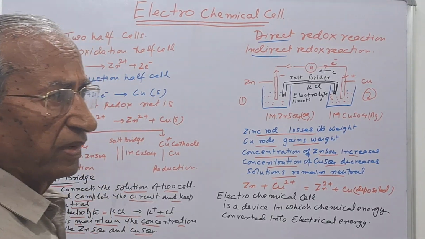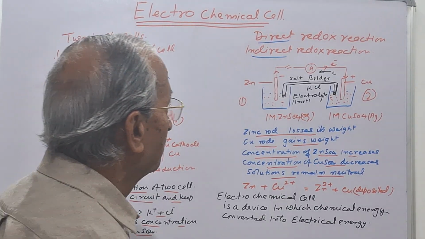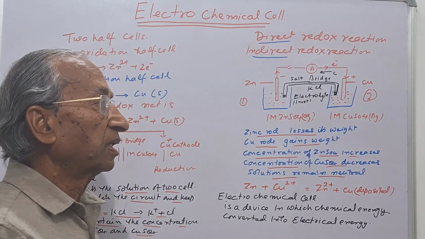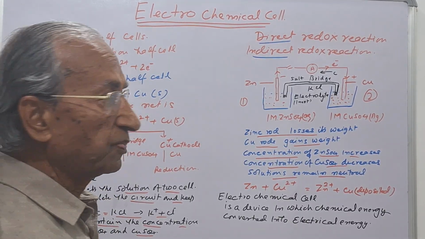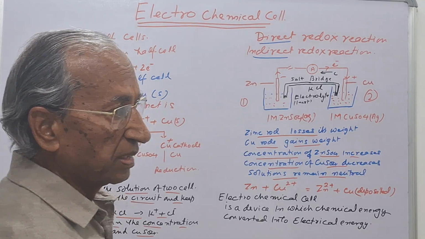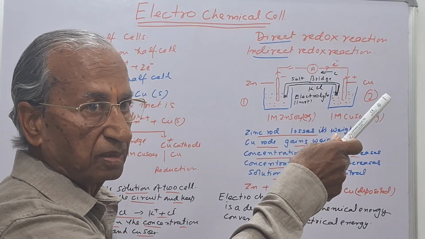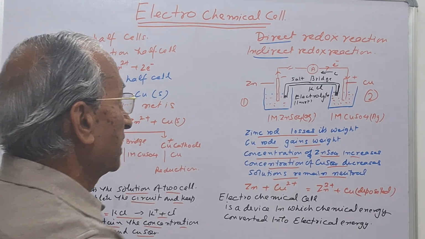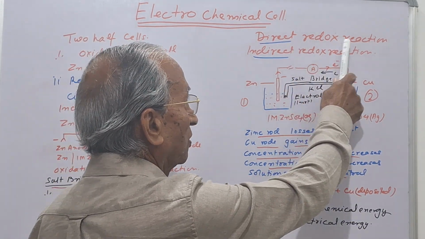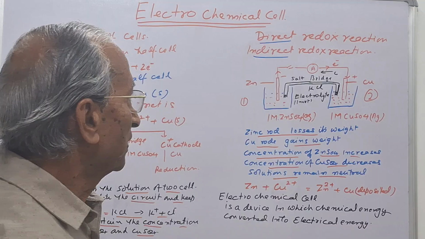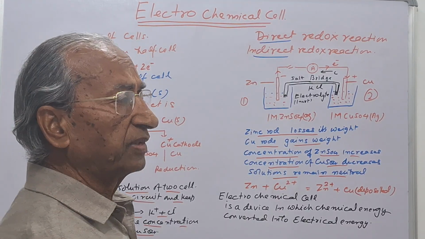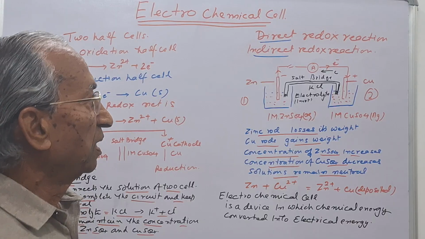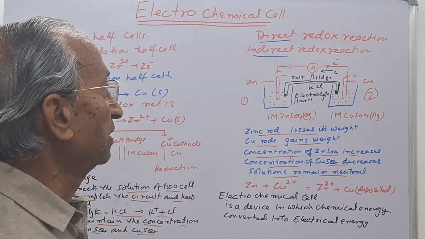See, whenever a reaction takes place, that is oxidation and reduction, they take place simultaneously. That is, if one loses the electron, the other will get the electrons. That is known as the direct redox reaction. And in such types of reactions, the chemical energy generally changes to heat.